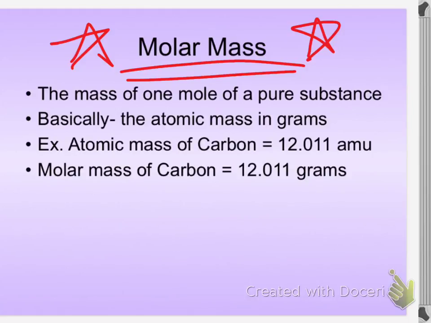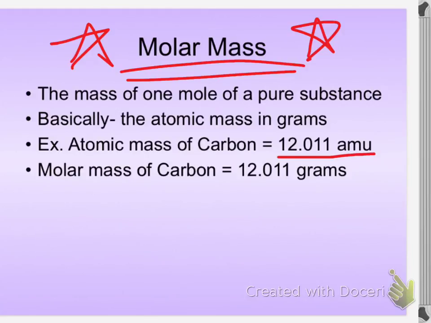You know what atomic mass is, right? You look on the periodic table, you find the average atomic mass. For carbon, for instance, it's 12.01. For hydrogen, it's 1.0107. The molar mass is the mass of 1 mole of that substance. In essence, it is the atomic mass given in grams. So the atomic mass of carbon is 12.011 AMUs because we're measuring atomic mass. The molar mass is 12.011 grams. The units matter significantly.